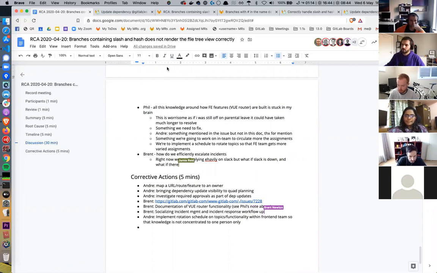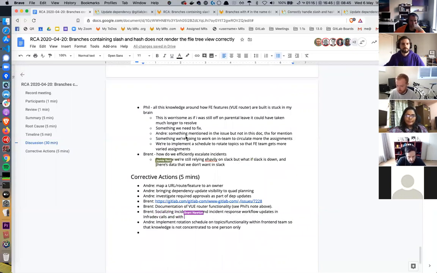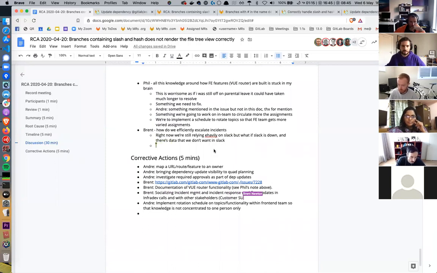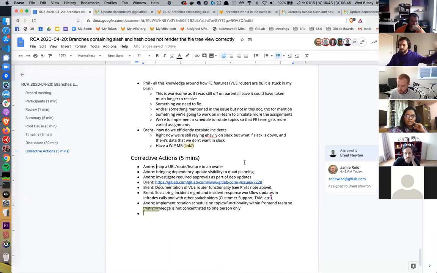Before I go through each corrective action, does anybody have any other comment before we move on? Okay, so moving on, just to give a brief overview of the corrective actions. Please let me know if we missed any of the discussion. I'll create issues for all of these and link them in the RCA issue so that we can all follow through. One is finding a way to map a URL or route or feature to an owner, to assist in identifying the owner for problematic areas. Second, bringing dependency update visibility to quad planning, which is what we already mentioned. Investigate required approvals as part of dependency updates. That's probably the same issue, but I'll take care of that later.